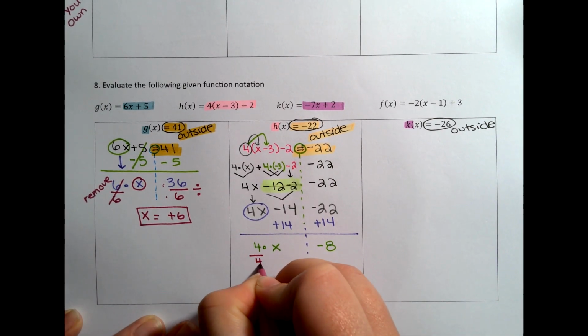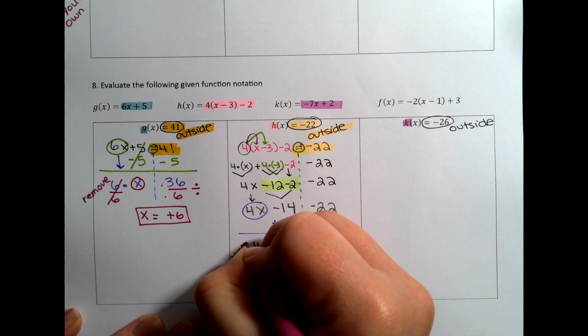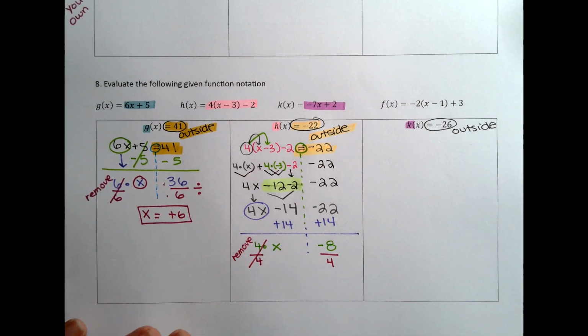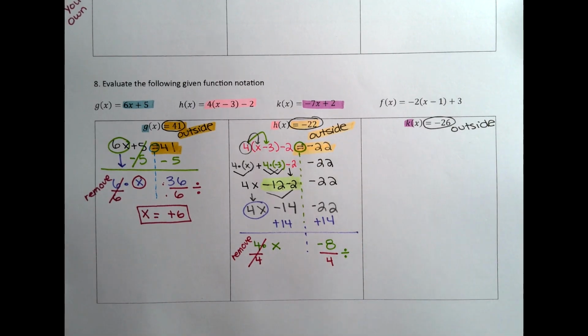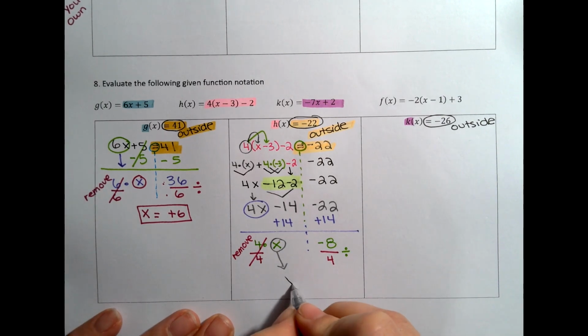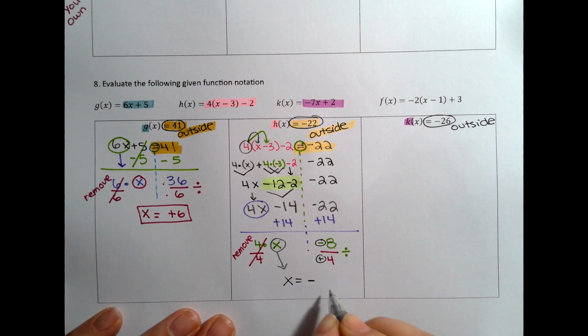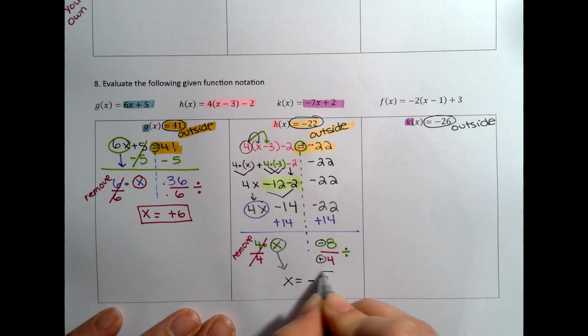Here we are dividing by a positive 4, dividing by a positive 4. On this side, we are removing. On this side, we are actually dividing. So make sure that you write in your division symbol. And we have x, let's bring down x, is equal to positive negative. So that means our answer is negative. 8 divided by 4 is 2.